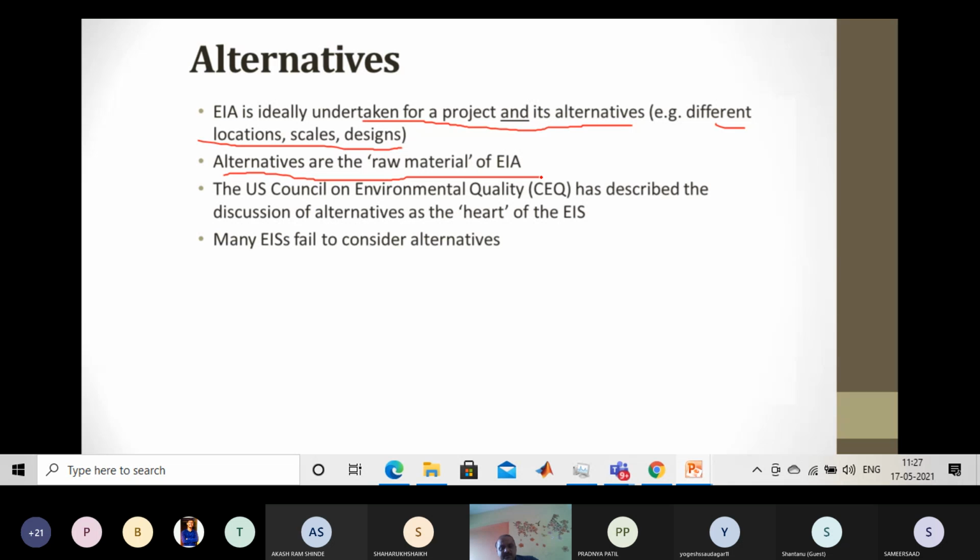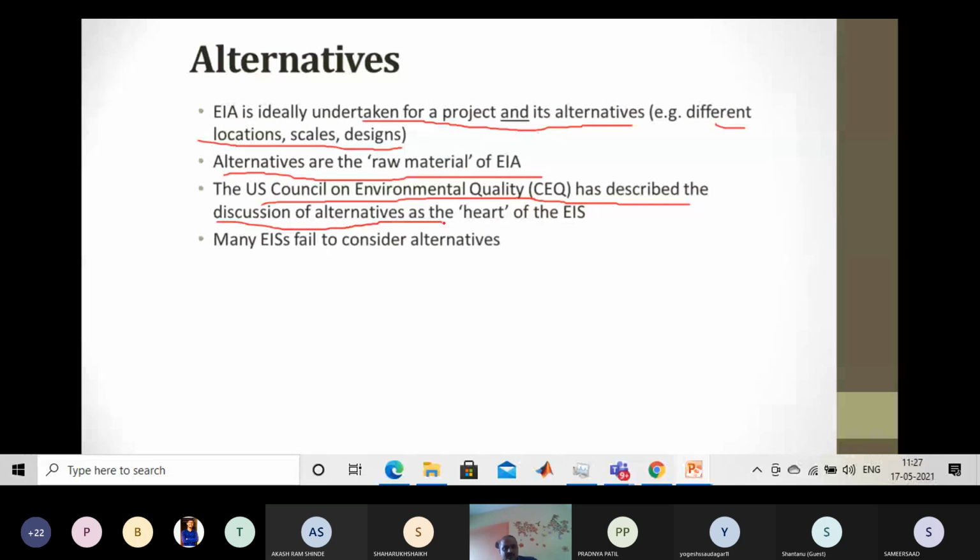Means, if you take A raw material, what will happen? B raw material, what will happen? C raw material. Raw material means the particular location, particular site, particular scale or design. So that is the alternative that needs to be considered. The US Council on Environmental Quality has described the discussion of alternatives as the heart of the EIA.